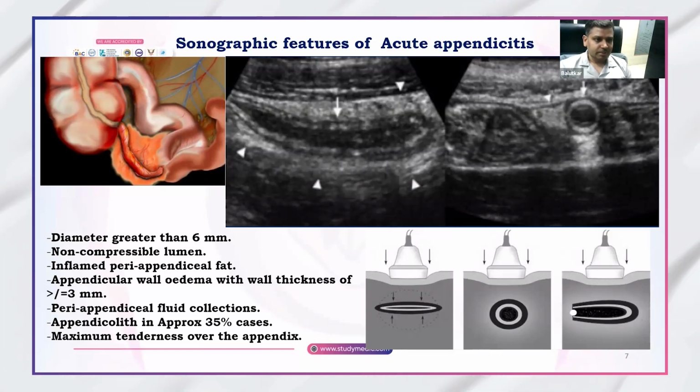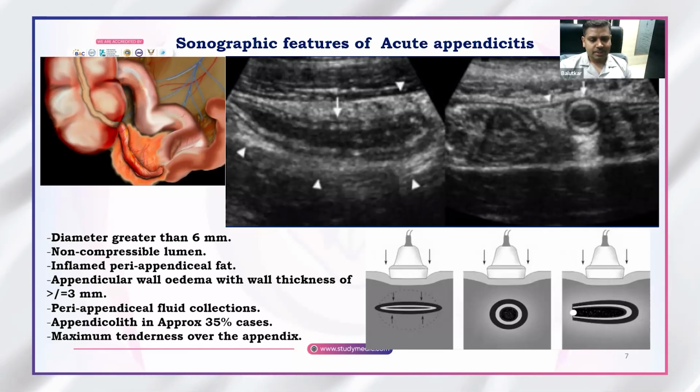Then there will be fluid collection in the periappendiceal plane. We can see an appendicolith. In almost up to 35% of cases, we can see an echogenic focus within the lumen of the appendix. That is called an appendicolith, which is the most common cause of appendicitis, because if it is stuck inside the appendix, it causes inflammation of the distal appendix. And definitely the maximum probe tenderness. If you press the probe in the right iliac fossa over the cecum, and then over the appendix, you will see that the maximum tenderness is over the appendix. So these are the ultrasonographic features that will suggest that the appendix is acutely inflamed.